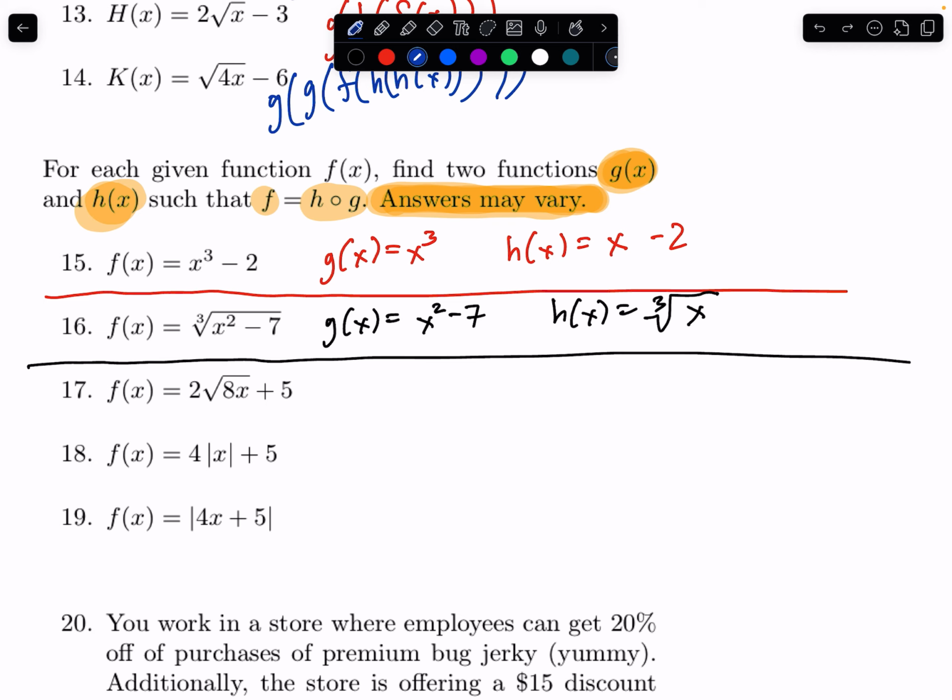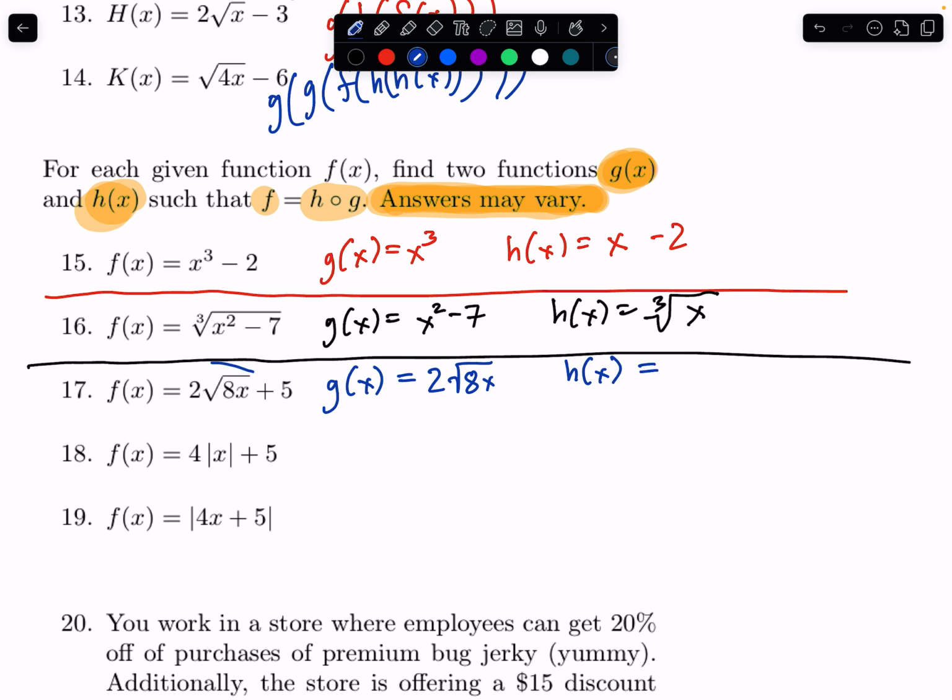Now, next one. So I look at this question, and I see there are a few things that I could do. I could just do 8x by itself as one inside function, and then I have to do the other function as 2 square root plus a 5. But I think the easier one is just to do all this in one function and then add 5 second. So g of x, I'm going to say, is going to be 2 times the square root of 8x.